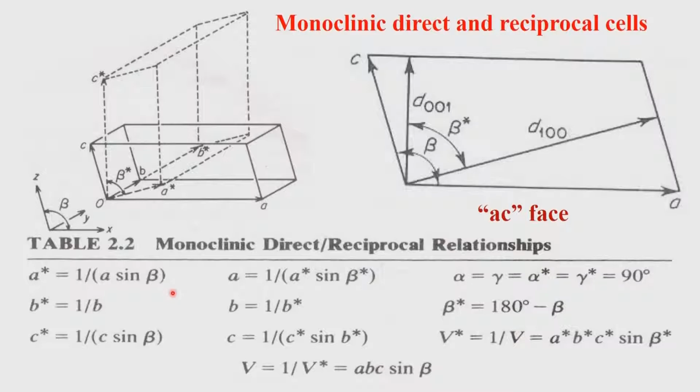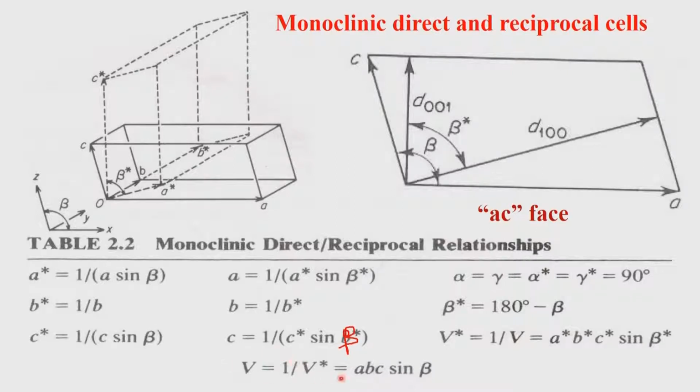So if this is the case, then what happens to the relationship between these two? The reciprocal relationship will still remain, and in fact this should be beta star. There is a little error here. Maybe I will correct it right away. So this will be beta star, same as this. So A is equal to now 1 over A star sine beta star, 1 over B star and 1 over C star sine beta star.